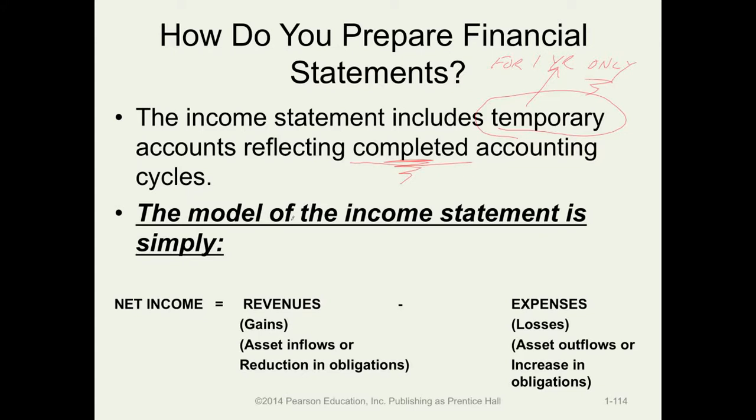And you can see that the model of the income statement is quite simple. It's revenues and gains, as we said, these are asset inflows or a reduction of obligations, minus expenses or losses, and these are asset outflows or a reduction of assets or an increase in obligations.